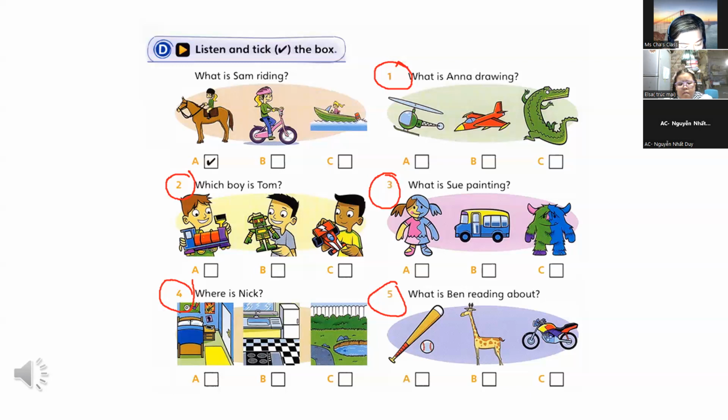3. What's Sue painting? Sue's painting one of her toys, Dad. Which one? Her toy bus. No, one of her dolls. It's blue now. Like her blue monster. She loves that.